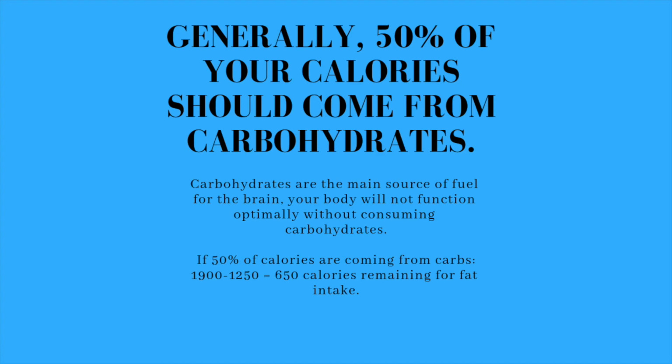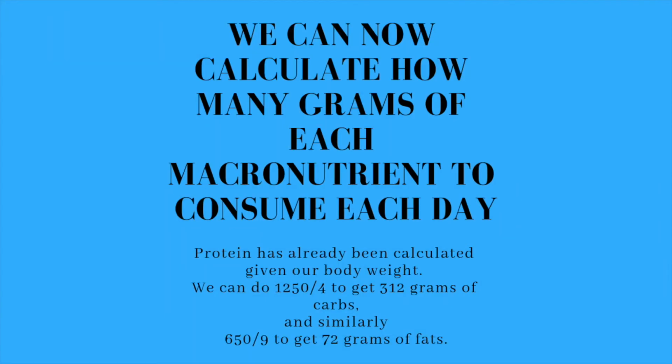From these numbers, we can recalculate the total quantity of each macro to consume each day. Protein has already been calculated, but for carbs we could do 1250 divided by 4, which is equal to 312 grams of carbs each day. For fat, we could do 650 divided by 9, which is equal to 72 grams of fat each day. The fat may seem on the high side to you, but you could of course play around with your carbs to consume less fat. It's completely up to you.